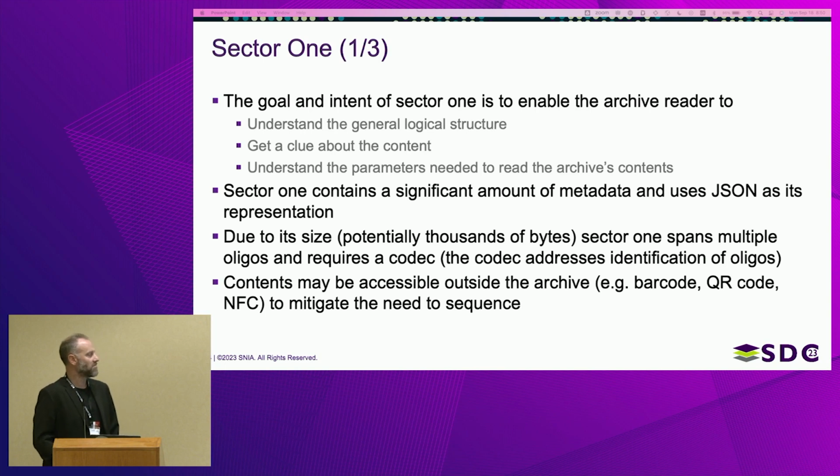Basically, we had, I wouldn't say a significant amount of data, but a decent amount of data to allow us to have all this information, and we use JSON as the representation. Because it doesn't fit on one oligo, this is why we need a codec for it, and this is why this codec is defined in sector 0. But we still wanted to keep it small because we also wanted to allow the people that build the archive writer to be able to access it in a different way, not only by reading the DNA.